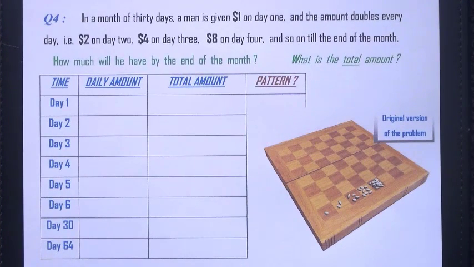Let's move on to question 4. In a month of 30 days, a man is given $1 on day 1, and the amount doubles every day. $2 on day 2, 4 on day 3, 8 on day 4, and so on till the end of the month. How much will he have by the end of the month? What is the total amount?